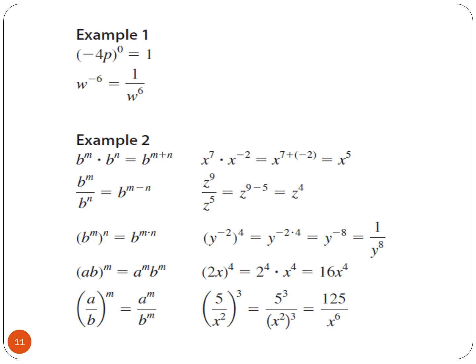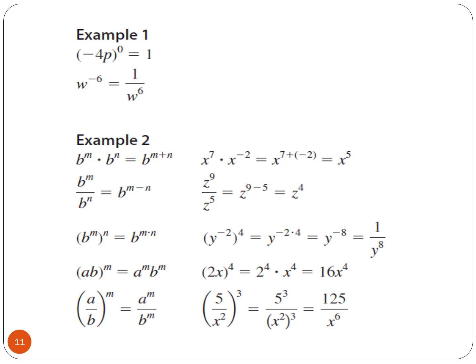B to the m times b to the n is equal to b, and you add the powers m plus n. For example, x to the 7 times x to the minus 2 is equal to x, and add the powers 7 plus minus 2, you should get x to the 5. With divisions, of course, you subtract the powers. For example, z to the power 9 divided by z to the power 5 is z to the power 9 minus 5, which is z to the power 4.